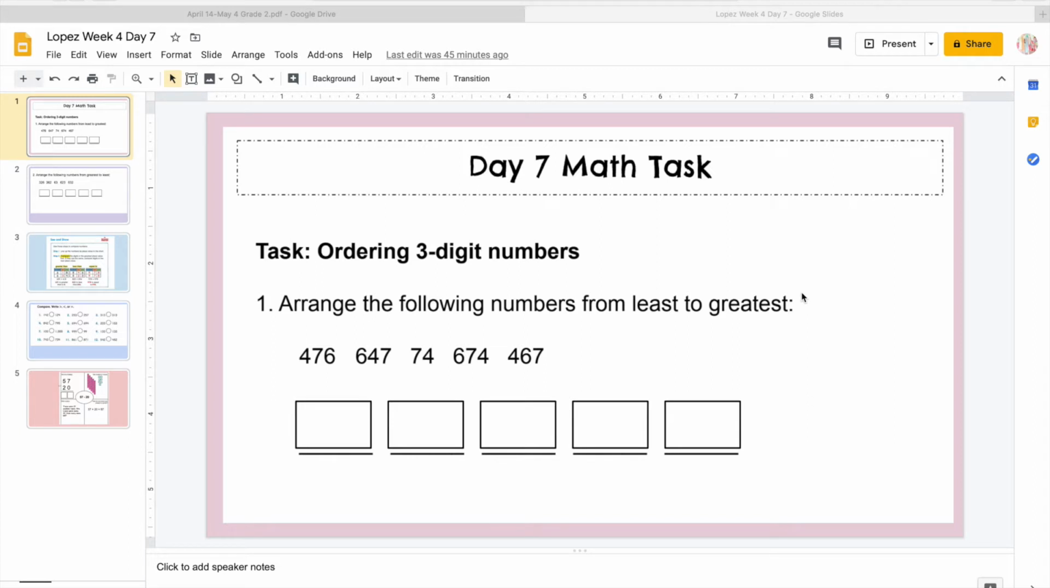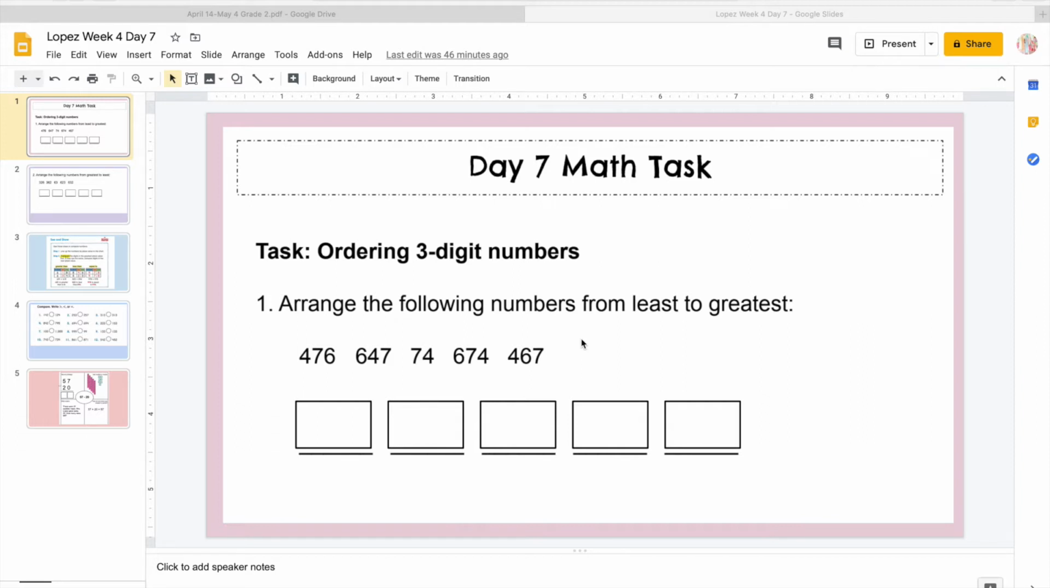And remember, least is the number with the lowest value, and then the greatest is the number with the highest value. So basically you're putting them in order from smallest to largest. And to do that, we need to focus on the place value. If you look at all of the numbers, we have 476, 647, 74, 674, and 476. They're using the same numbers, just putting those numbers in a different order, which does affect the value.